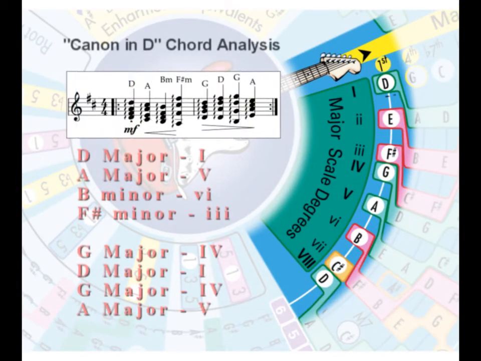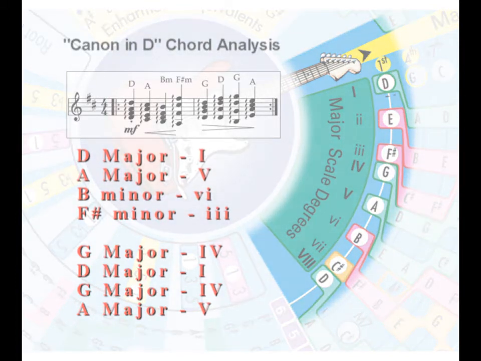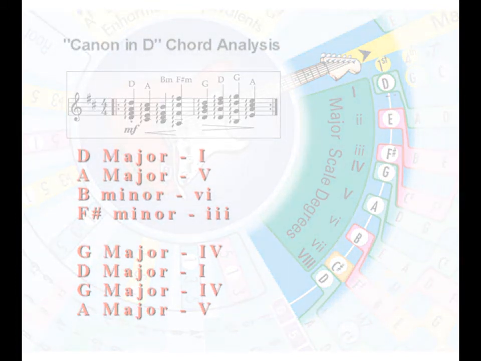Now, what I'd like to do is talk about the chords used in the Canon in D. Let's do some quick analysis. We can tell here in the first bar of the song, our chords would be a D major, A major, B minor, and F sharp minor. So we would have a 1, 5, 6, 3 progression. The second measure has a G major, D major, G major, A major, which would be a 4, 1, 4, 5 progression. Okay, great. We've just learned some basic theory, and I think we're ready to move on.